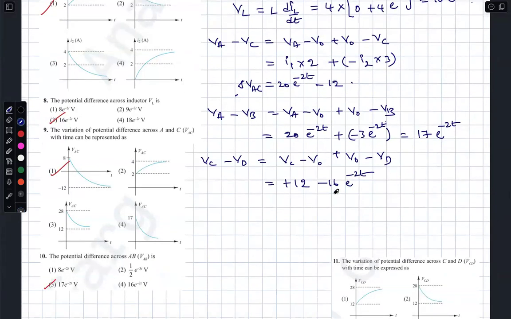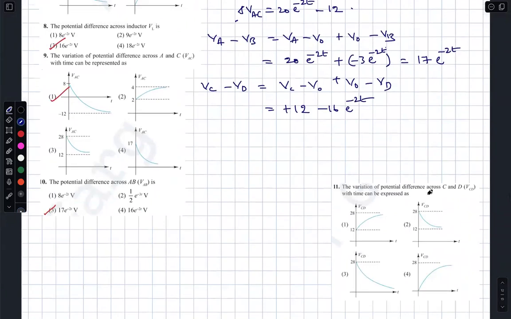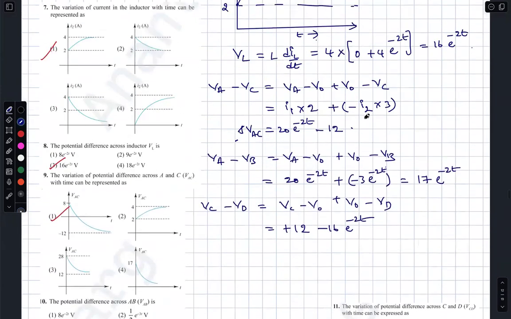Put t is equal to 0, you will get minus 4. Put t is equal to infinity, you will get 12. You need a graph from minus 4 to 12. That's all. Which one is matching here? Put t is equal to 0 here. One minute. Just let me check whether my observations are correct or not.